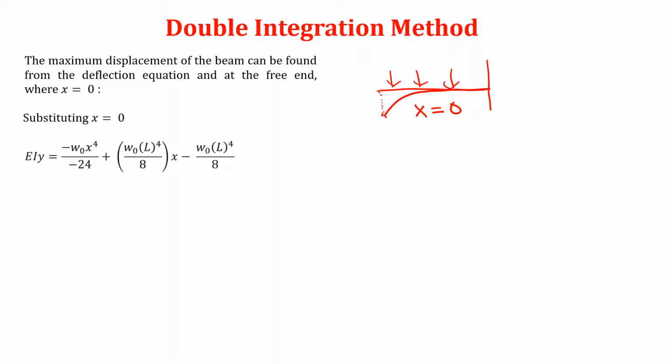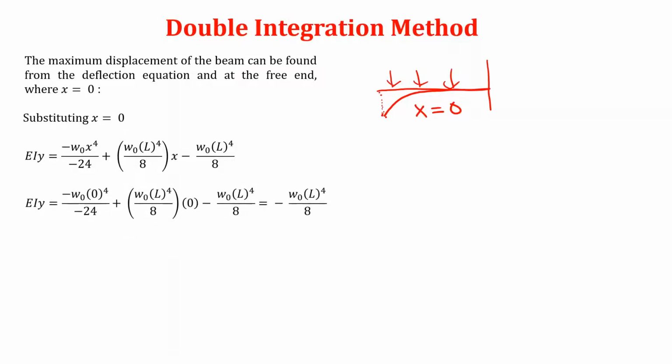Balikan natin yung deflection equation. And then, we have to substitute x equal to 0. Okay? So that we can solve for EIY. So, substituting, we can have y, or the displacement, equal to negative WOL raised to the 4th over 8EI.